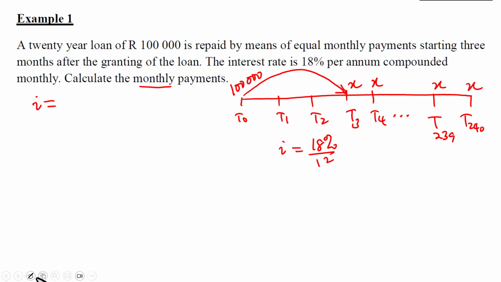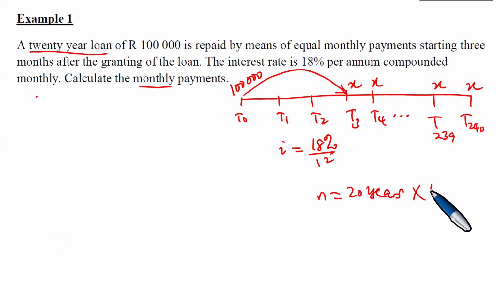Yes, please. So I wanted to ask, how did you get 240? How did I get 240? Right. Now you need to take into account that this is a 20-year loan. So you take N equals 20 years multiplied by 12, and it is exactly 240 months. Thank you, sir.